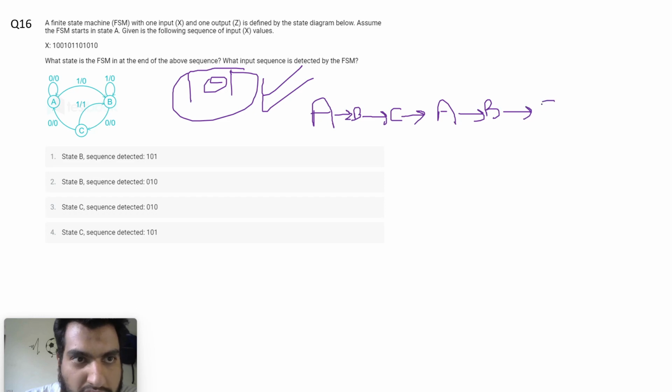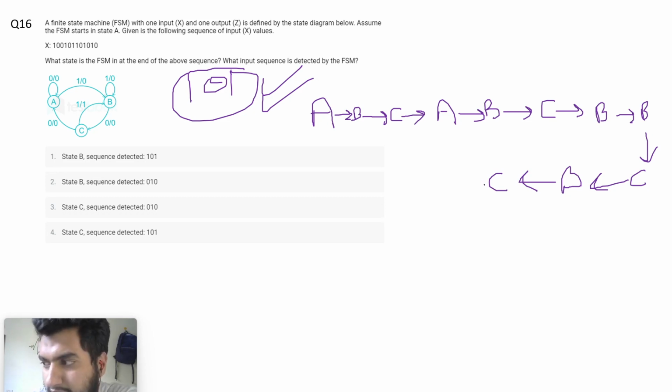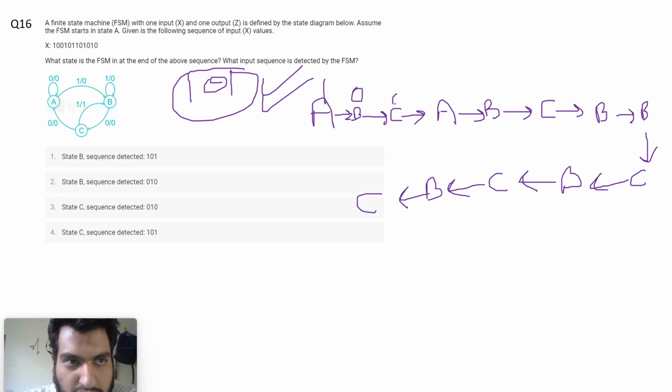I'm getting 0, I'm going to C. And I'm getting 1, I'm going to B. I'm getting another 1, I'm going to B again. I'm getting 0, I'm going to C. I'm getting 1, I'm going to B. I'm getting a 0, I'm going to C. I'm getting a 1, I'm going to B. And finally I'm getting a 0, I'm going to C.